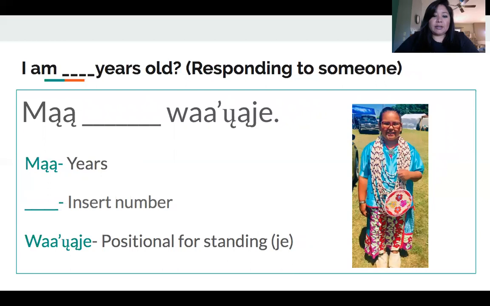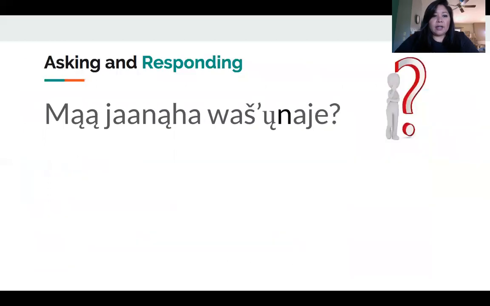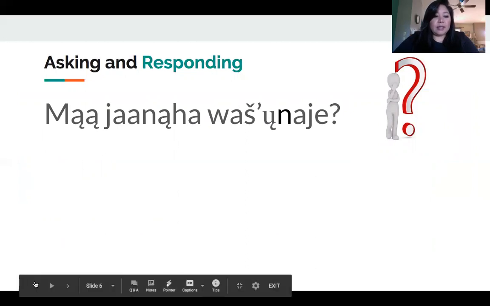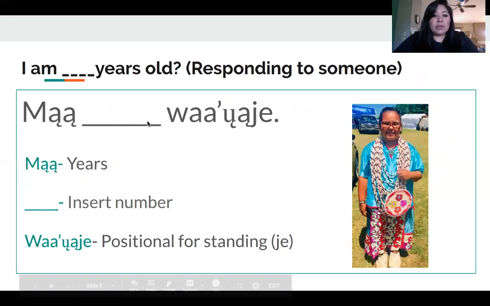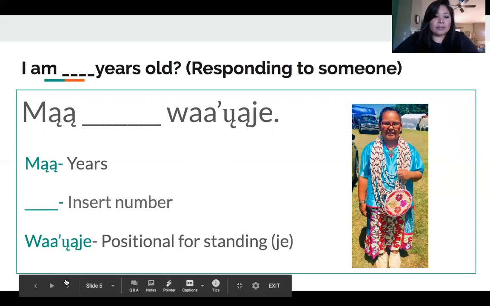Wa Wanjade. Okay. Now, say I'm going to ask you how old you are and say you were standing. Ma Janaha Wash Unaje. What would you say? Remember, you're going to go ahead and just put in the Ma, the years of how old you are, how old you feel today. And then you're going to end it with Wa Wanjade. Okay.